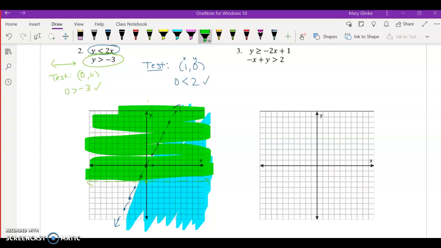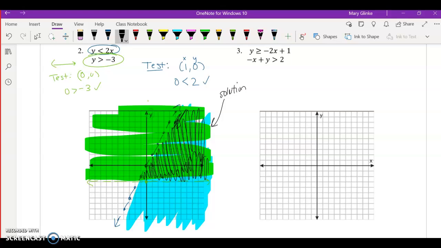So before we finish up, we have to look for where we are overlapping. So we want wherever blue and green were shaded together. So that is going to be this section here. So I do want you to darken that in more so that we know that this part right here is your solution. Okay, so you need to identify that overlap.